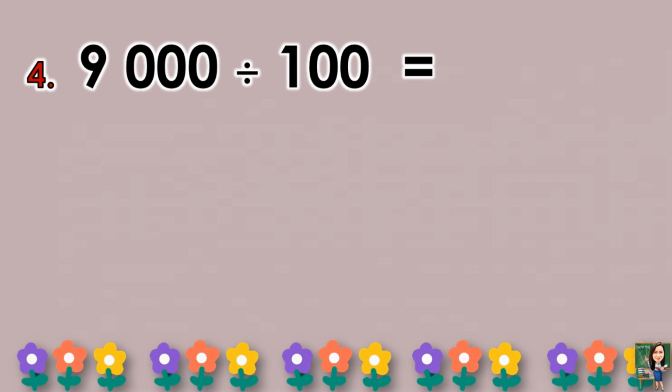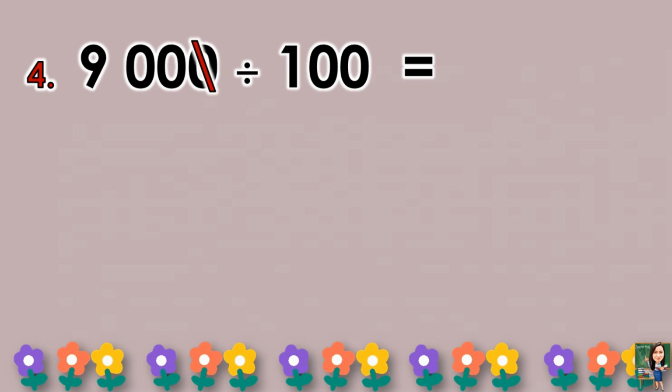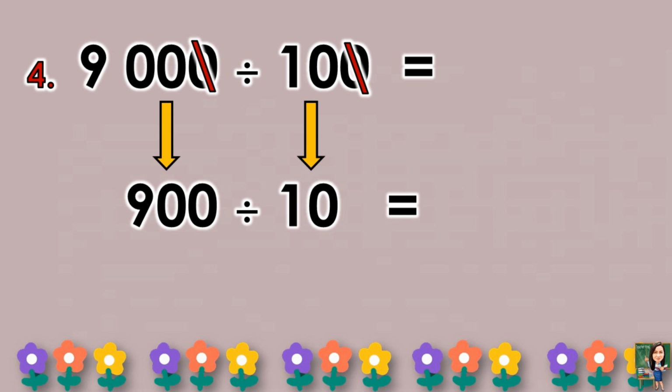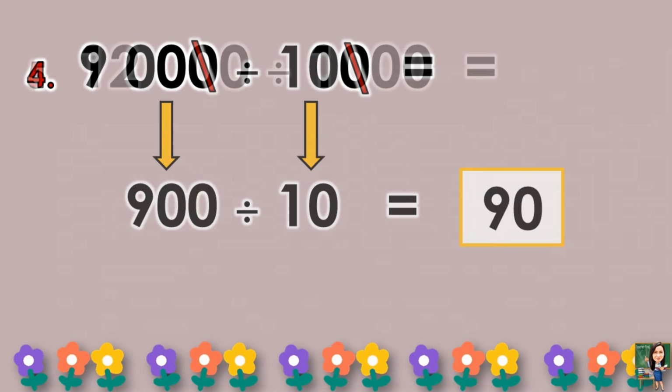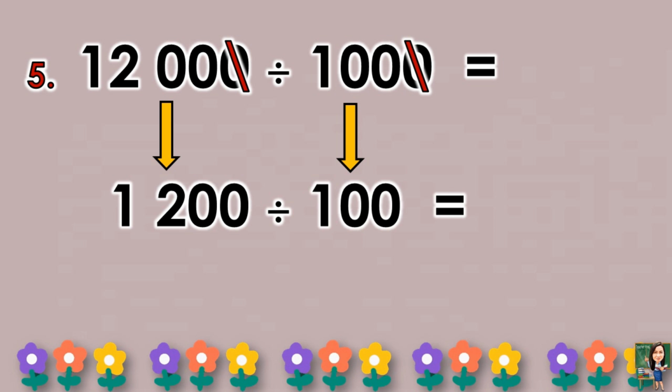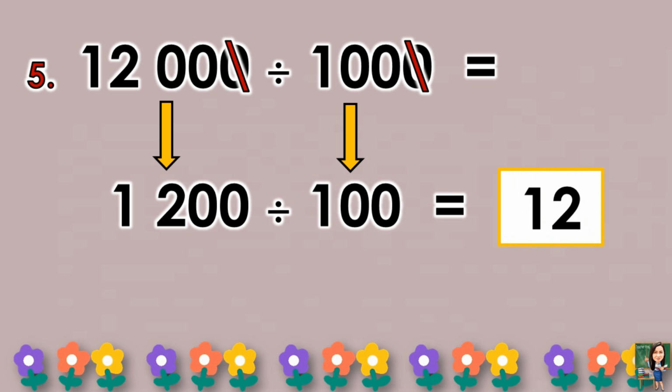Number 4. 9,000 divided by 100 equals. Cancel 1 zero from the dividend and 1 zero from the divisor. So it is going to be 900 divided by 10 equals, very good, 90. Number 5, 12,000 divided by 1,000. Cancel 1 zero, 1 zero. And then it is going to be 1,200 divided by 100 equals, very good, the answer is 12.